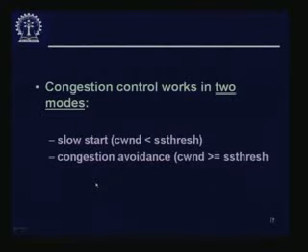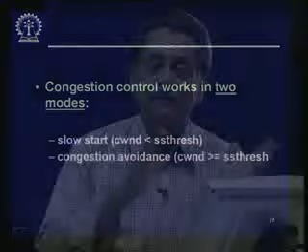So, congestion control works in two modes. One is slow start, which is the phase when the CWND value is less than SS thresh, and the other is congestion avoidance, which is when the CWND value is greater than or equal to SS thresh. So, basically we are trying to figure out whether we are on the left of the knee or on the right of the knee. If you are on the right of the knee, but left of the cliff, we are going to be careful. If you are on the left of the knee, and things are going fine, then we can try to increase the load so as to increase the overall throughput. So, that is the basic idea.